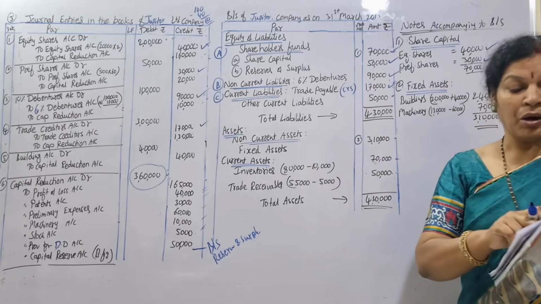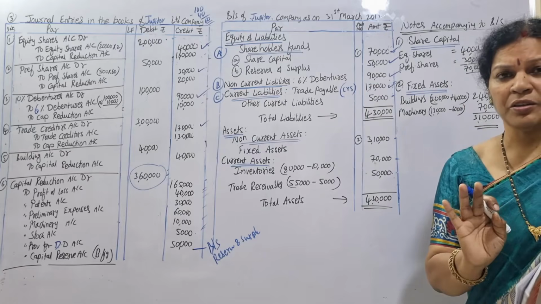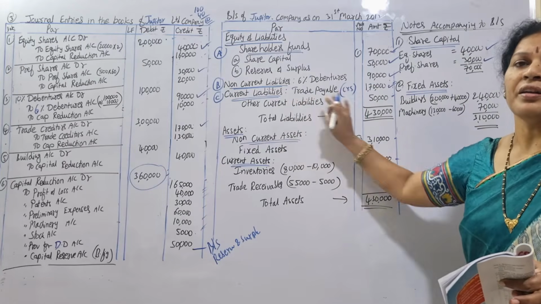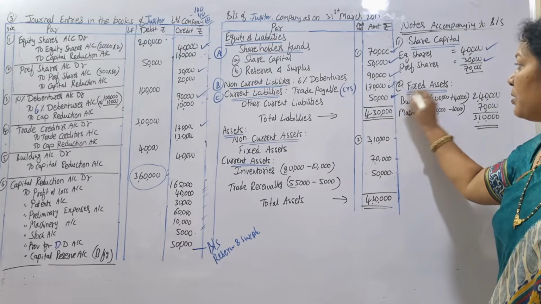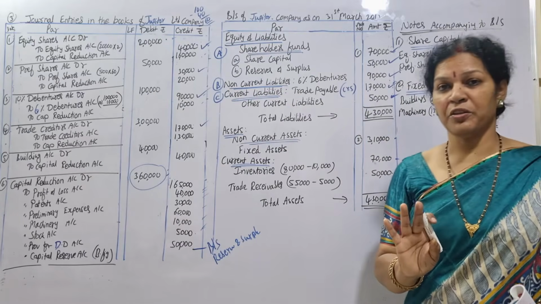Apart from that, we have outstanding expenses. We don't write it as outstanding expenses, we say other current liabilities. How much is it? 50,000. The liability side is over.